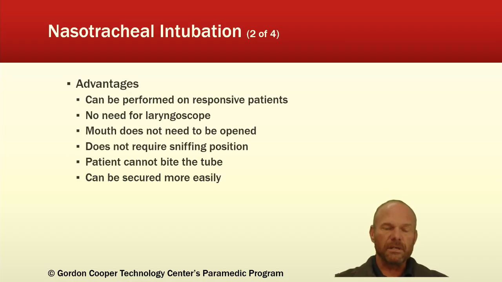So the advantages: it can be performed on a responsive breathing patient, which makes it suitable for those with intact gag reflexes. It doesn't require a laryngoscope. In my opinion, it requires a little luck though, and sometimes you don't get that. But the mouth does not need to be opened, making it ideal for patients with limited jaw mobility, and it doesn't require putting a patient in a sniffing position, so it makes it safer for patients with possible spinal injuries as well. But since it's inserted through the nose, the patient cannot bite the tube, so that also helps, and then it's often easier to secure.